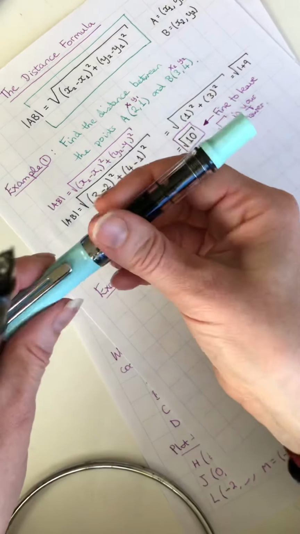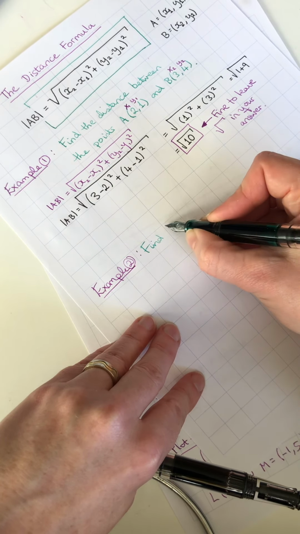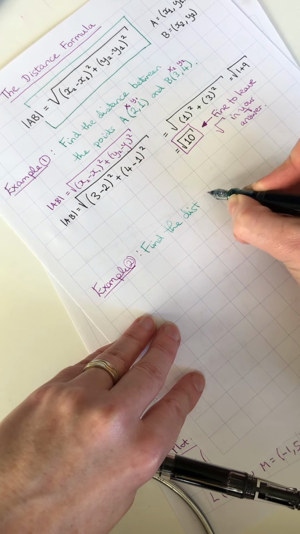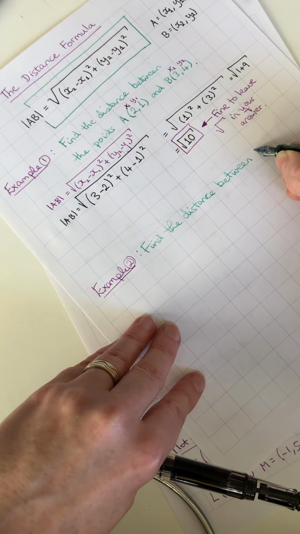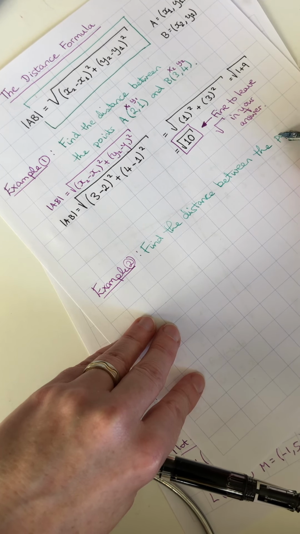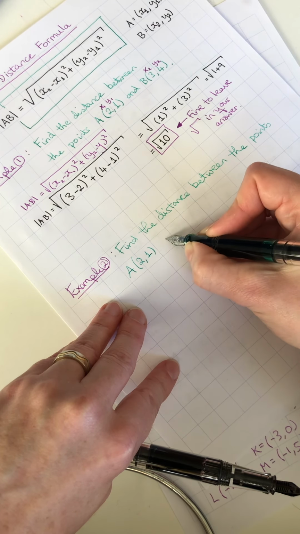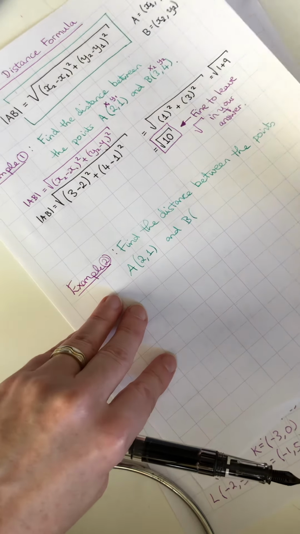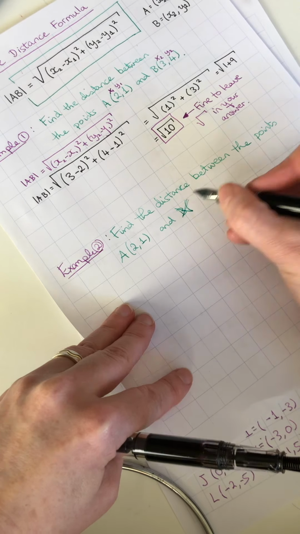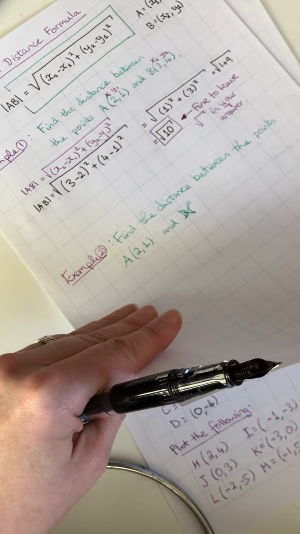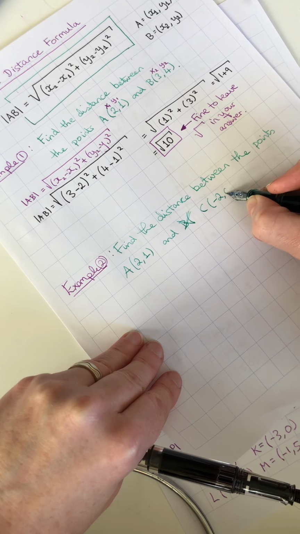And this time we're going to give our answer to 2 decimal places. So find the distance between the points. We'll use A again, (2, 1), and not B, sorry, C, (-2, 0).